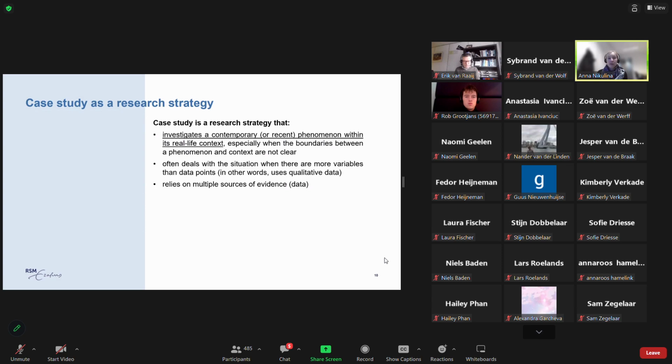It often deals with situations when we have more variables that we want to study and measure than data points, which means essentially that it often uses qualitative data. And it almost always relies on multiple sources of evidence or data. And this is really actually a distinct characteristic of this strategy, because it's not always the case with other research methods. But what you really need to understand is that this is something contemporary or recent and studied in the context.